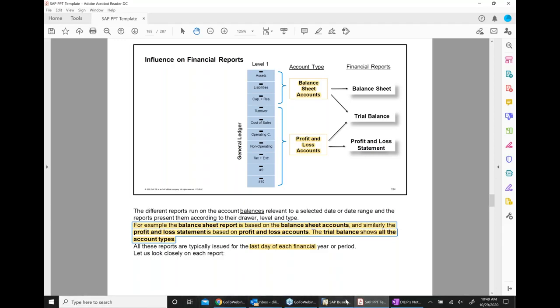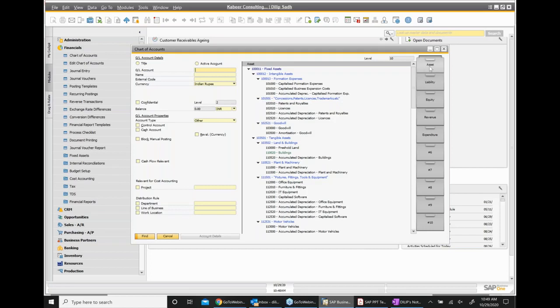That basically means if I go to the asset bucket, for example, if you have anything in this account, plant and machinery, I have a balance of 289,000. That is part of my balance sheet because it is assets.